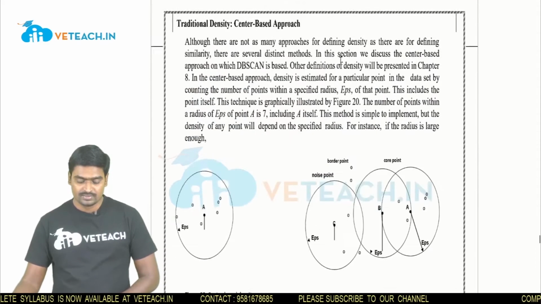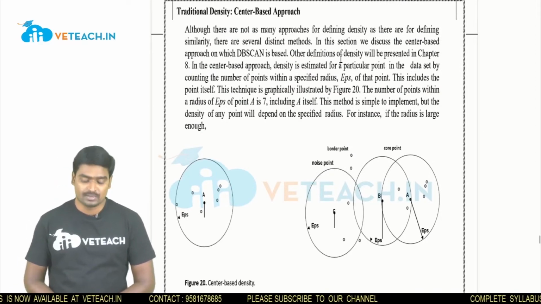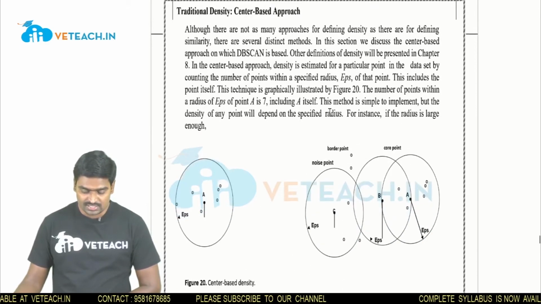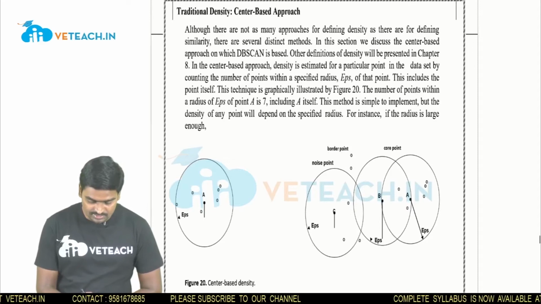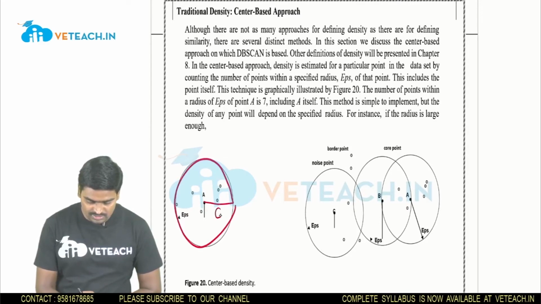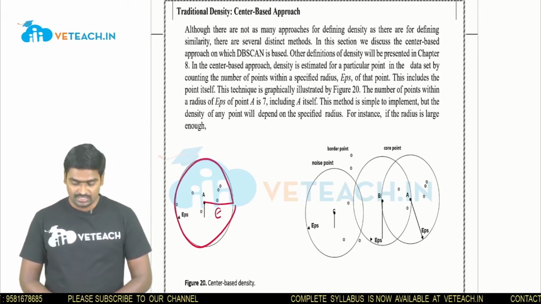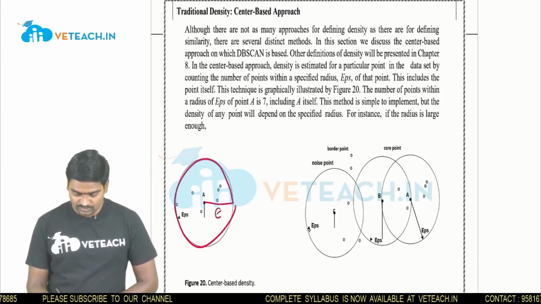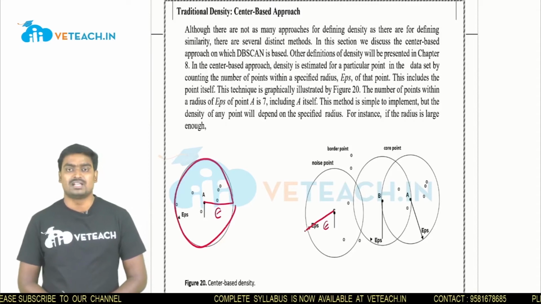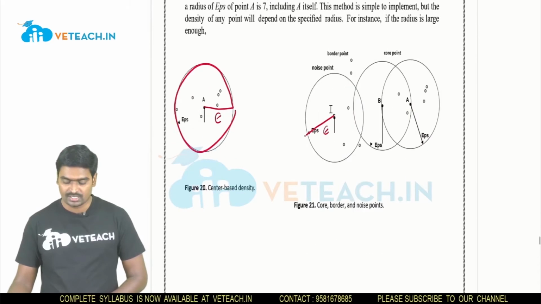See the first one, the traditional density, center based approach. What is this? See this diagram, you can easily understand. This is the center, and this is the radius, represented as the radius of epsilon. This is another epsilon, represented as the epsilon point. These all are the core points, border points and noise points.